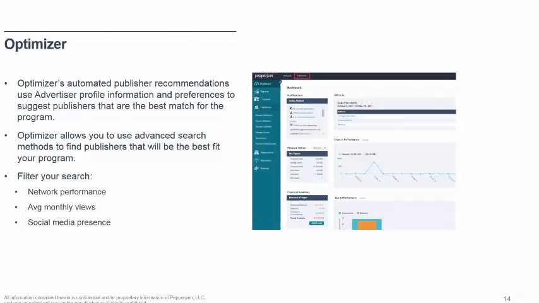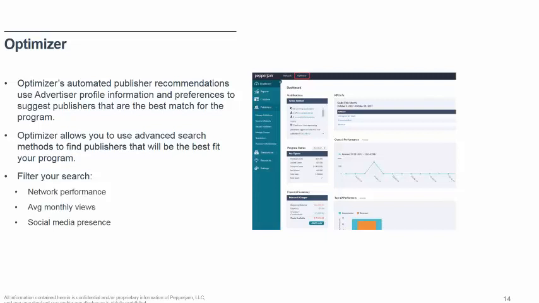And if you haven't had a chance to use Optimizer, we did roll out a new tool this year. Optimizer gives you the ability to search for publishers based on some specific metrics outside of what's normally in the Managed Publishers page. So you can look for publishers based on their network performance, their average monthly visits, their social media presence, even amongst different platforms. So it's a great way to look for new publishers to recruit to the program based on some more specifics in what you're looking for as well.